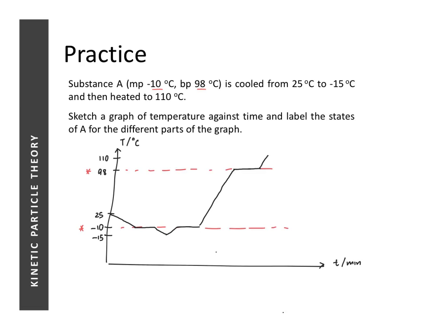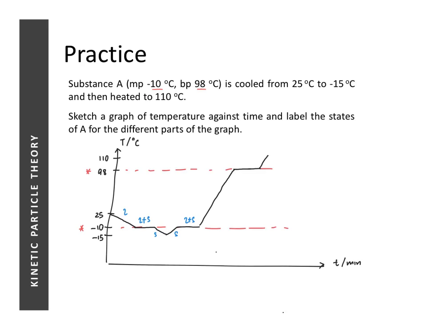So I hope that you can see that with the boiling point and melting point put in, it becomes very easy to sketch the graph. Now the last part would be to write in the state in which substance A is in for the different parts of the graph. From 25 to -10 is a liquid, and then freezing occurs, so liquid to solid, solid, liquid plus solid.